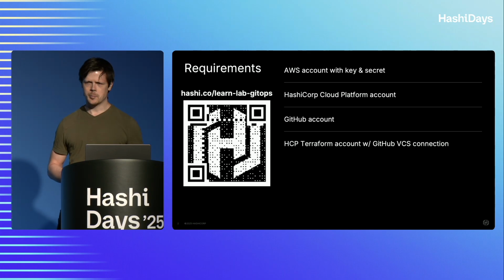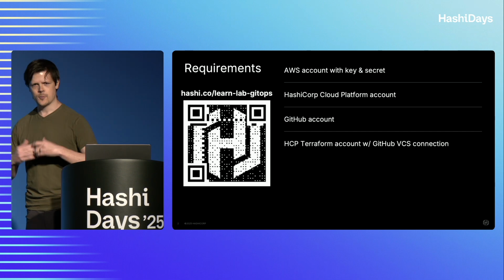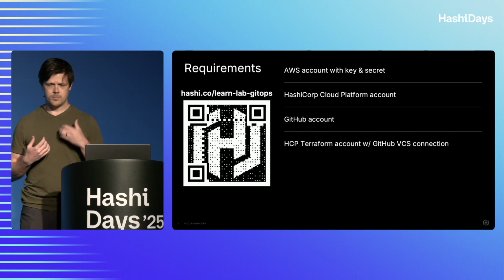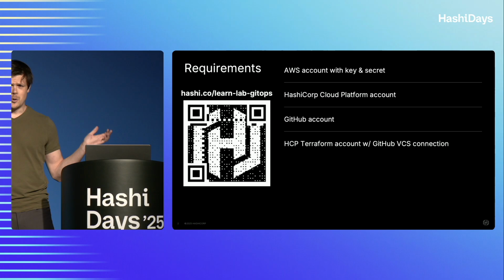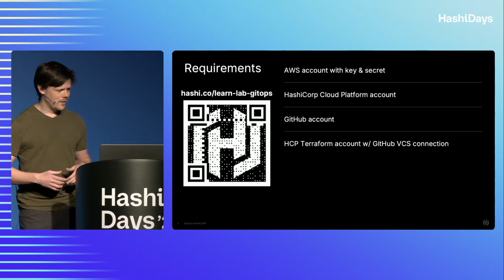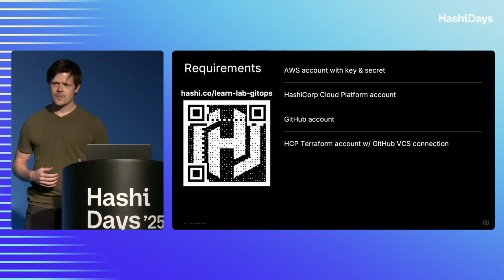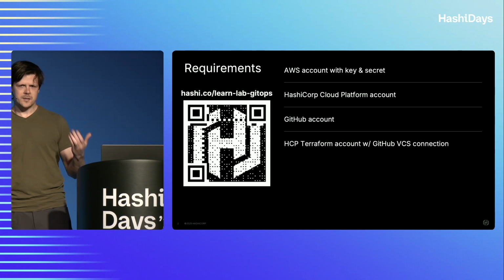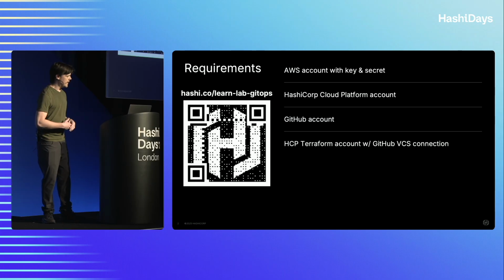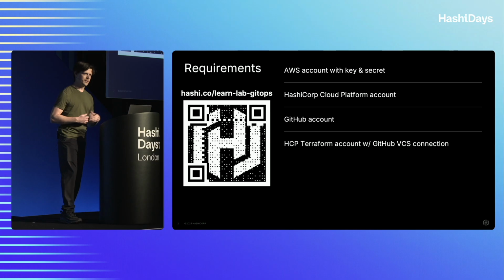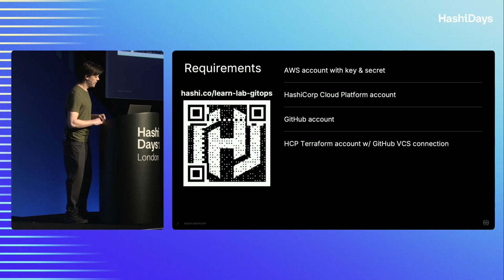You'll need a HashiCorp Cloud Platform account, just a free account. If you don't have one, you can sign up for one. They toss a boatload of credits at you. It's great. You'll need a GitHub account. We're going to be creating a repository and making some changes. And you'll need an HCP Terraform account. Again, just a free tier account is fine.